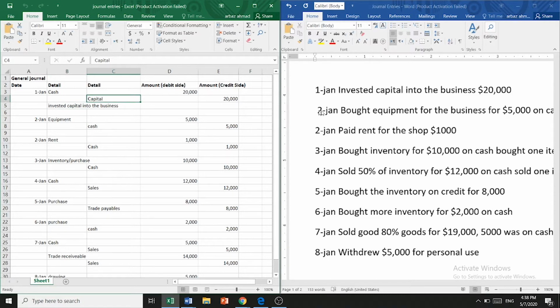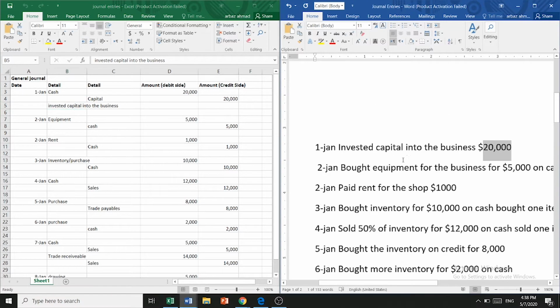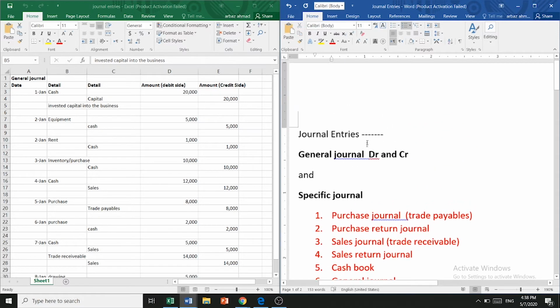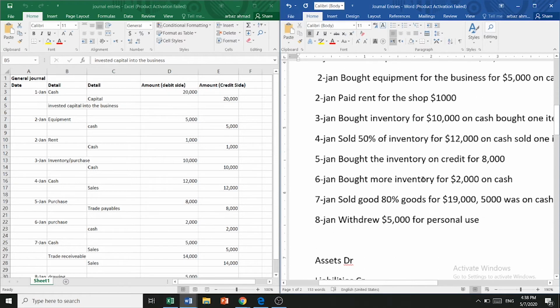On 1st January we bought the things, and then we debit cash and we credit capital because it is always credit. Why is cash debit? Because the business is receiving money. I have written this detail because this is what we are going to do in the general journal, but this was just a simple example. However, if we are writing this in a specific journal, this entry goes into the cash book, not the journal, because the business is receiving the cash.